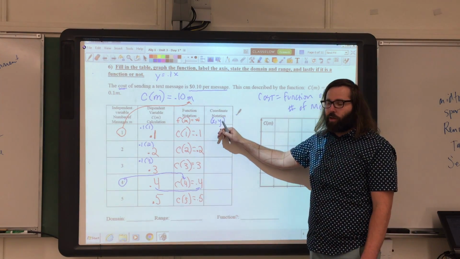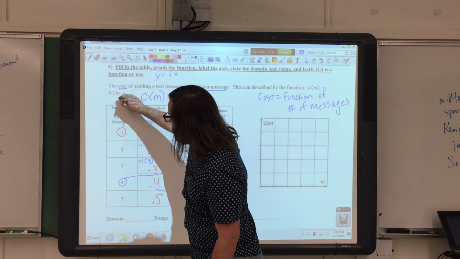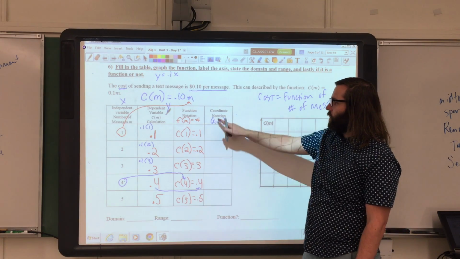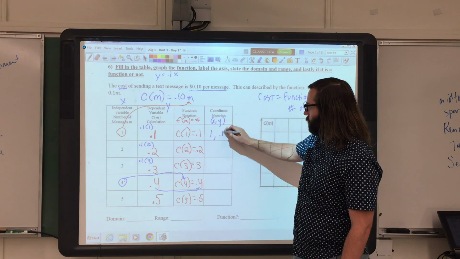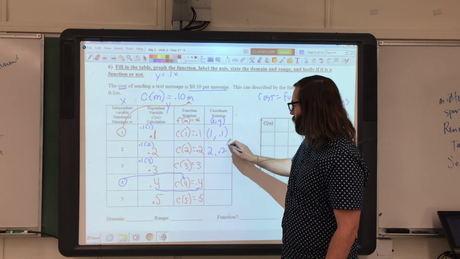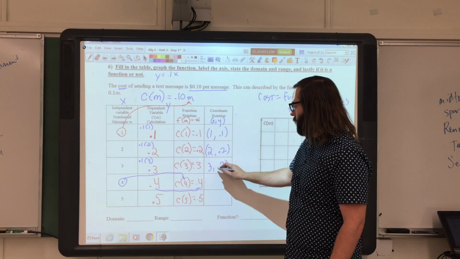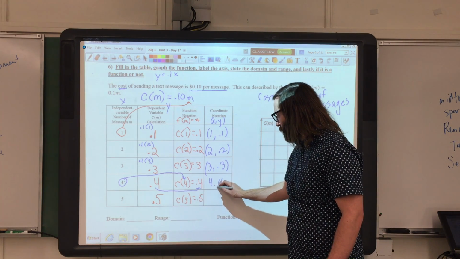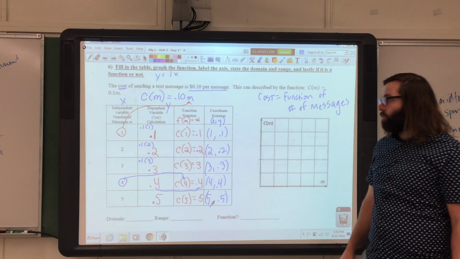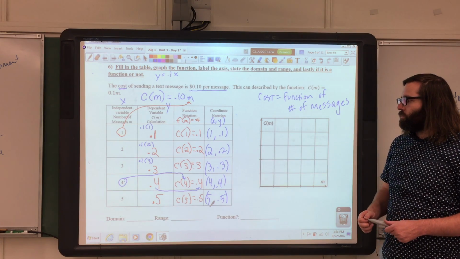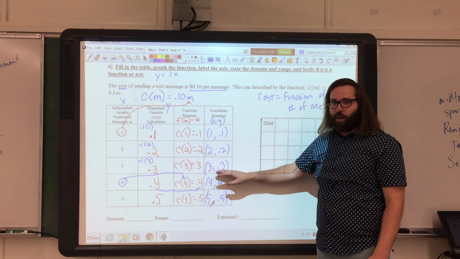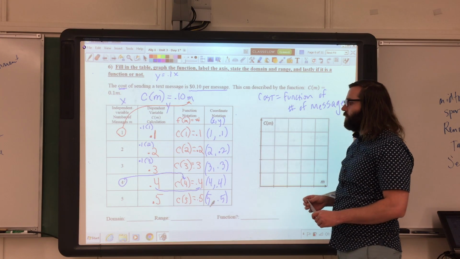Let's put this in coordinate notation. Our independent variable, that's what we're changing, that's our input, that's our x. Our dependent is our y. So to put this in a coordinate, we have one message, $0.1. Two messages, 0.2. 3 messages, 0.3. 4, 0.4. Finally, 5, 0.5. If you have any questions about this, write them down. When I come back, we can address them.